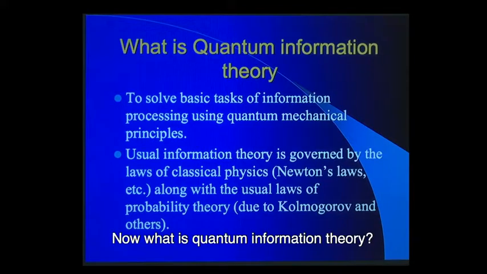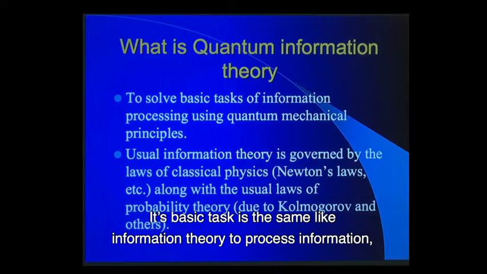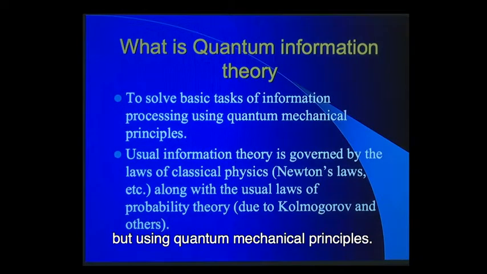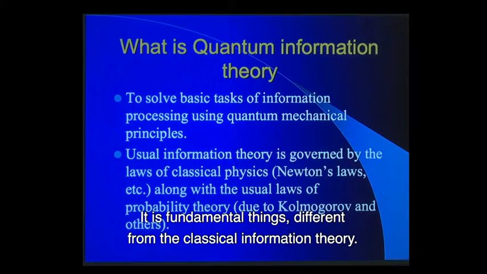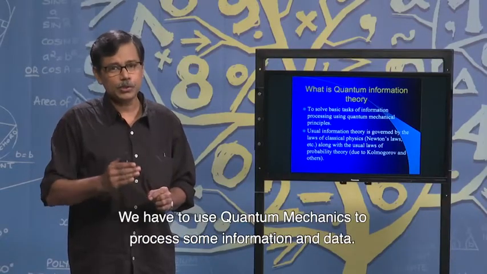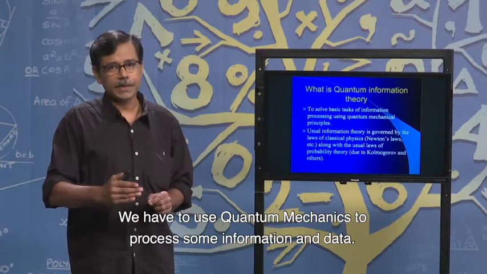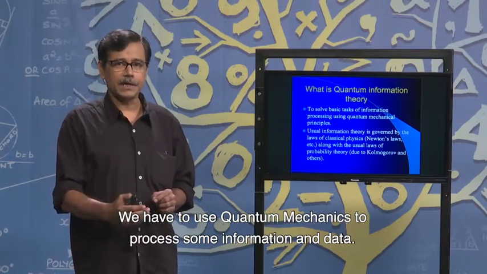What is quantum information theory? Its basic task is the same as information theory, to process information, but using quantum mechanical principles. It is fundamentally different from classical information theory. You have to use quantum mechanics to process information and data.